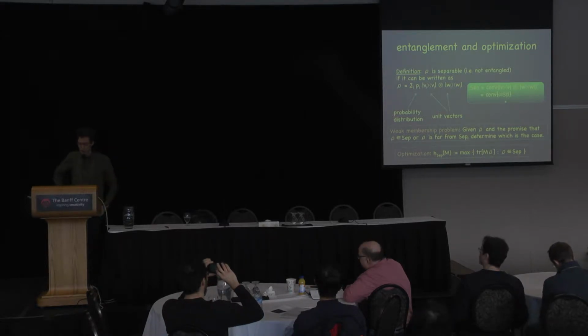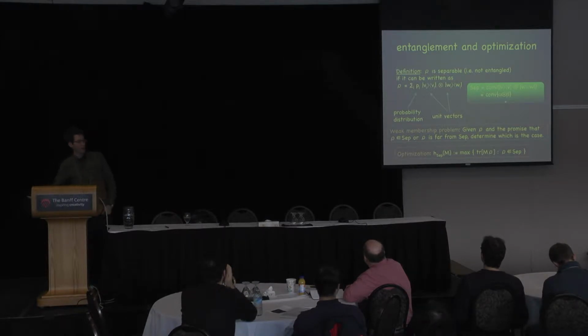And h-sep means the support function of the separable states. So if M is a measurement or an observable, then we might try to maximize trace of M times rho, where rho varies over all the separable states. Okay, so this is basically maximizing a linear function over this convex set. This is mostly the problem I'll talk about for the rest of the talk. It's equivalent roughly to the weak membership problem.